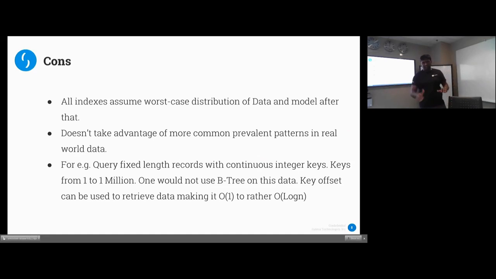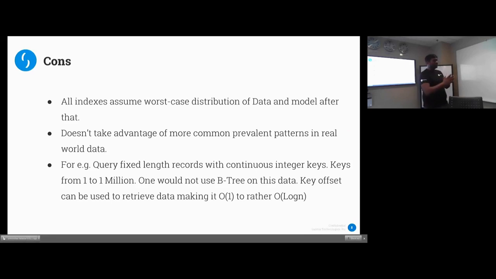I didn't list it here. I have a different reason for why I listed these cons here. All indexes almost assume that they are going to model after a worst case distribution of data. When we are modeling something after worst case distribution of data, we are not taking advantage of the obvious pattern in the data. So it is not something which is targeted towards that, right?